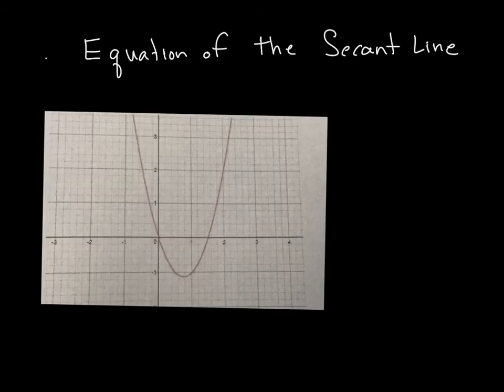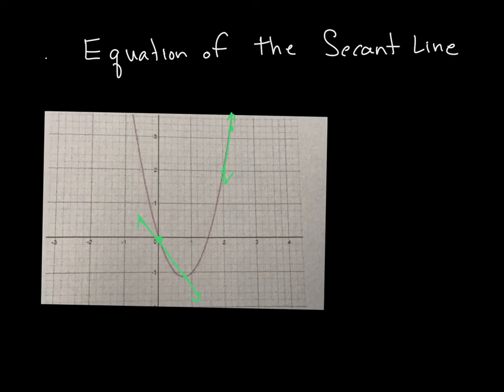So I will go ahead and start off with what a secant line is. A secant line is just any line that can touch the graph and goes through the graph in 2 places. It can be anywhere on the graph that goes through the graph in 2 places.